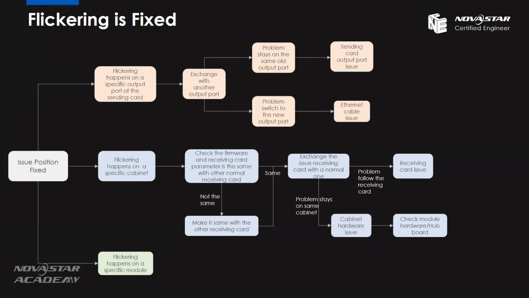Okay, now let's move to the third situation. If the flickering happens on a specific module, which means it's not a big area, only a small module on the cabinet, it couldn't be the receiving card RCFG file parameters, because if it were an RCFG file issue, it could not be just one module. It would be every module on this cabinet. So we directly go to check the flat cable and the hub board socket. They could make the module flicker. We locate the issue this way, and we can solve it.